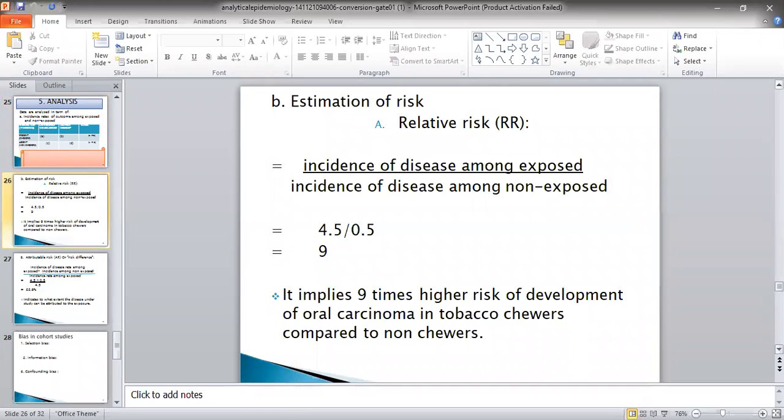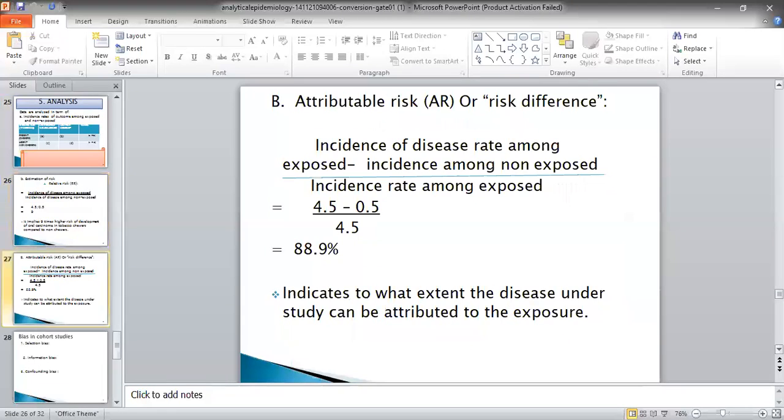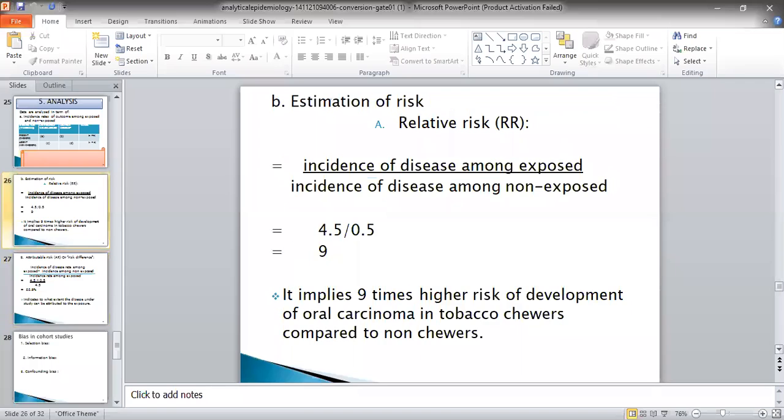Next, we can calculate the estimation of risk. Okay? That will be relative risk or attributable risk.